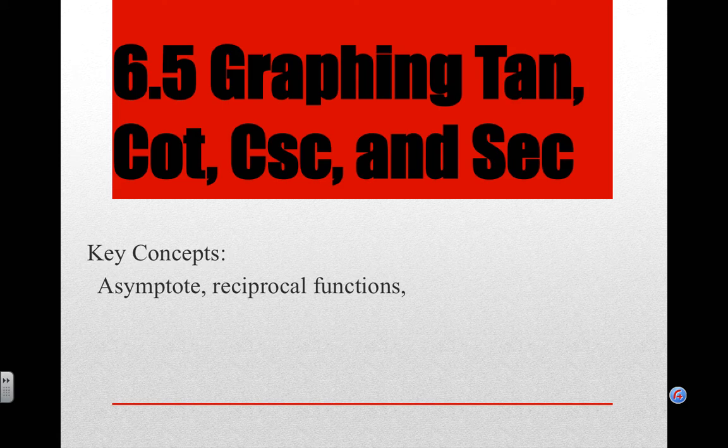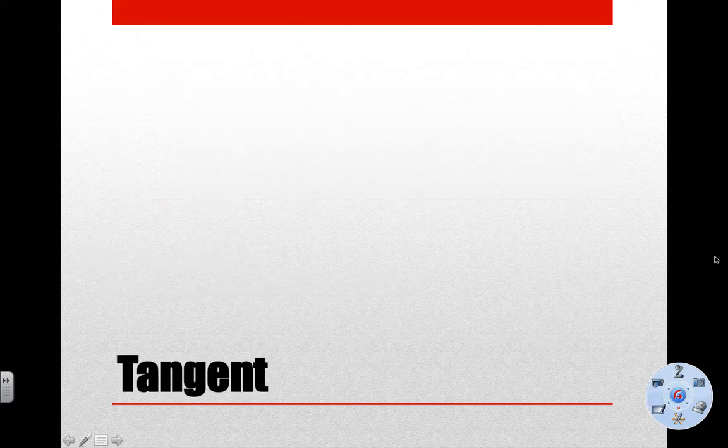All right, folks, welcome to 6.5, graphing tangent, cotangent, cosecant, and secant. We really want to focus on all four of these functions, and we're just going to go ahead and get right into it. There are a lot of asymptotes involved today, just FYI, and we'll be looking at these things as reciprocal functions and what that represents. So we're going to start off with tangent.